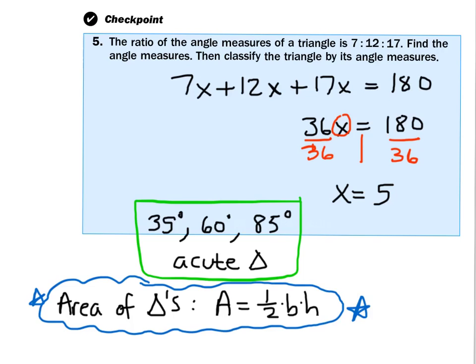Now if I plug 5 back in for x, the first angle would be 7 times 5, which is 35 degrees, and then 12 times 5 is 60 degrees, and then 17 times 5 is 85 degrees. If I'm going to name this, remember the largest angle is 85 degrees. That's still smaller than 90 degrees, so this has to be an acute triangle.